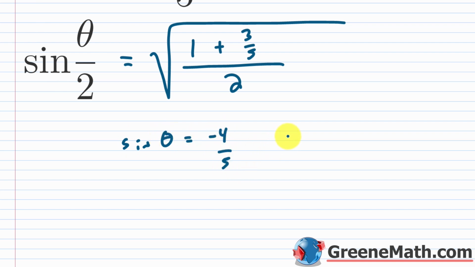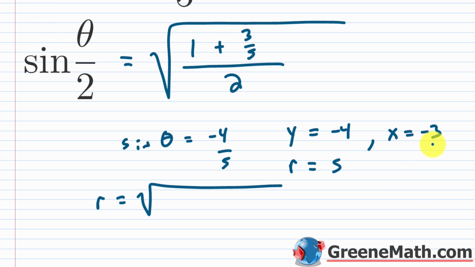So you know that in quadrant 3, the x values are negative and the y values are negative. So you can say that your y here is negative 4, your r here is going to be 5, and your x here is going to be negative 3. And again, you can just do r is equal to the square root of x squared plus y squared.